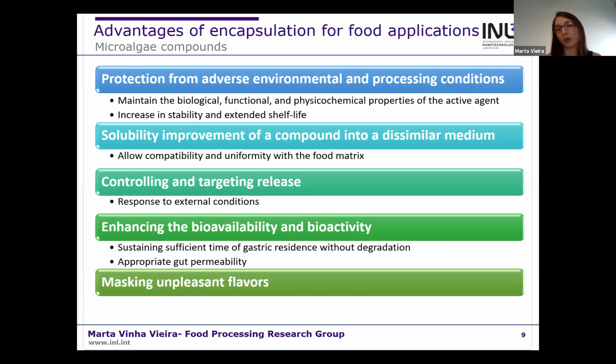And with that, we have an appropriate gut permeability, which will lead to a suitable bioactivity, the expected bioactivity. And last but not least, encapsulation is also able to mask unpleasant flavor, which is particularly interesting for microalgae compounds that many times have this fishy odor that is not expected in a food product. All these advantages were already reported for microalgae compounds regarding food application, but most of the studies found in the literature are for the microalgae Haematococcus pluvialis and Arthrospira platensis.